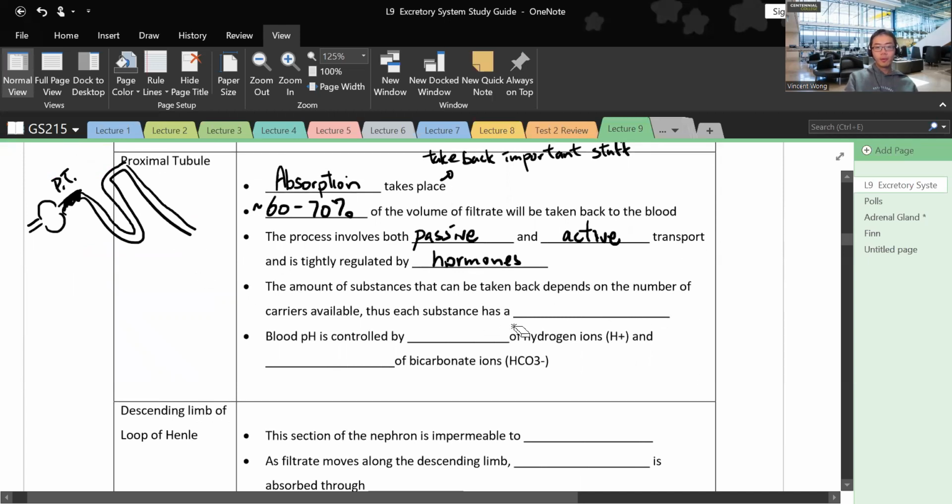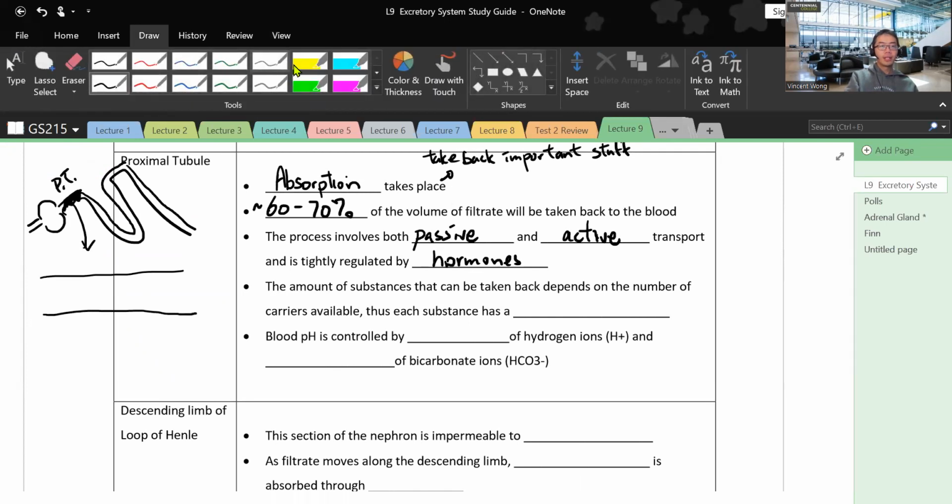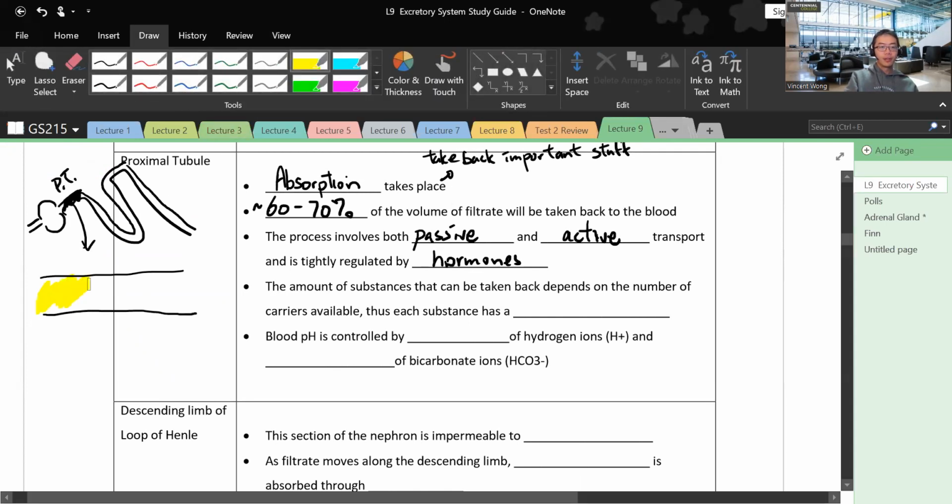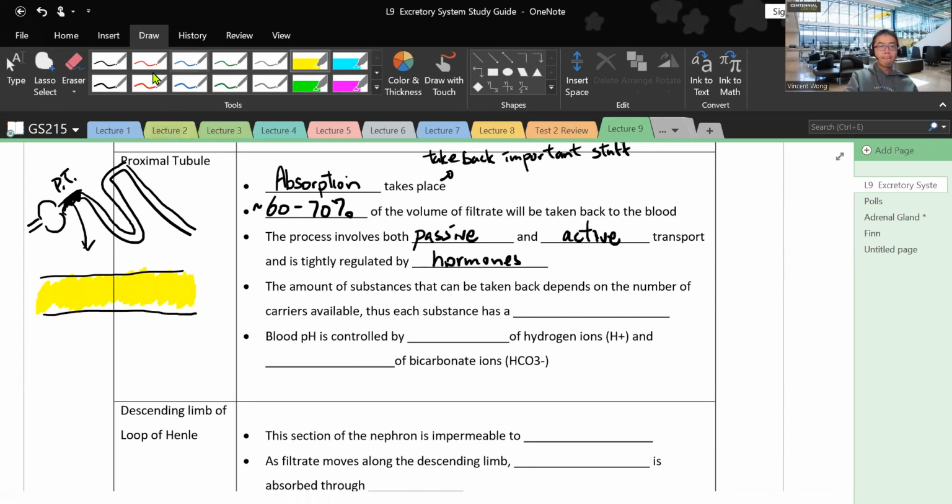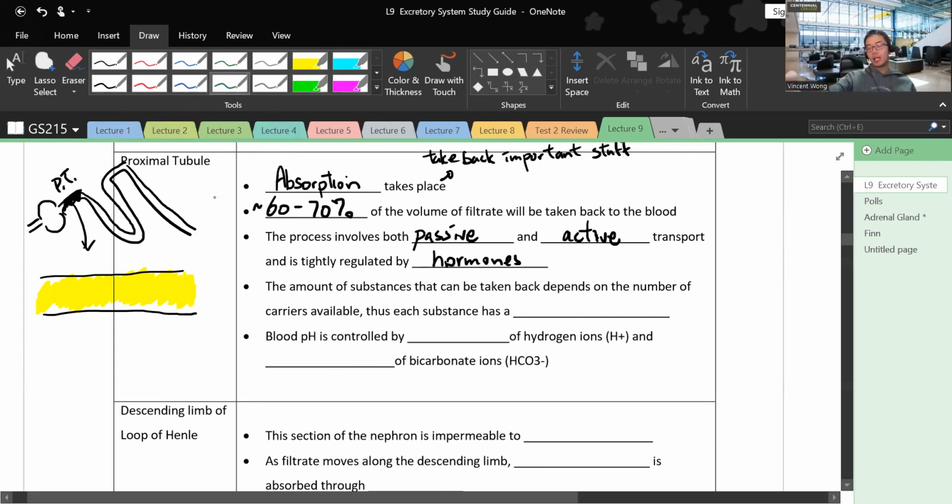Now, before we fill in this next part here, let me try to explain something to you. So I'm going to zoom in on the proximal tubule right here. Inside we have the filtrate, the yellow stuff over here. That's the filtrate. And dissolved in the filtrate, there are many different things, right? Like I said, there could be electrolytes, there could be glucose. So I'm going to put some green dots here to represent glucose.